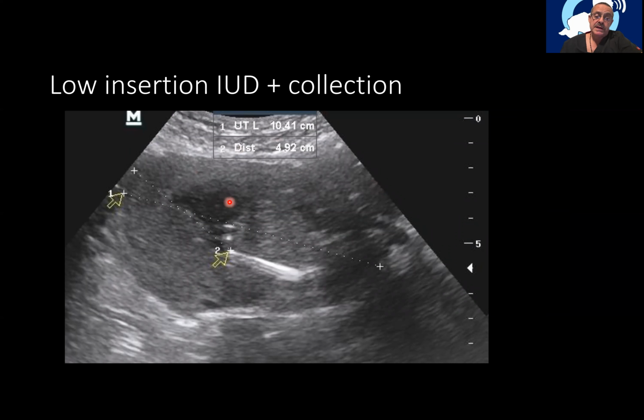Now, uterine collection, hematometra, and low insertion or low inserted IUD. This is in contact with the internal cervical os and far from the fundus, more than 2 centimeters from the fundus. This is low inserted.